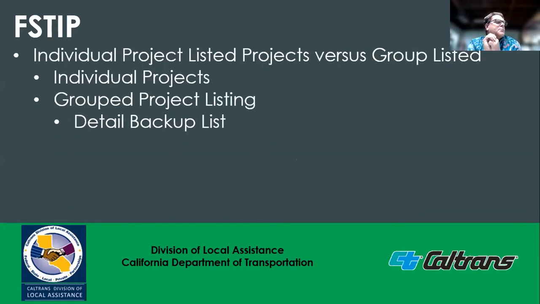The FSTIP programs projects as either individual or group projects. Individual projects are one project per listing. Federal regulations allow for projects to be grouped under a specific work function, work type, and/or geographical area. They must be exempt from air conformity requirements. Project phases are programmed under construction, and they must have a detailed backup list of the projects that make up the group listing.